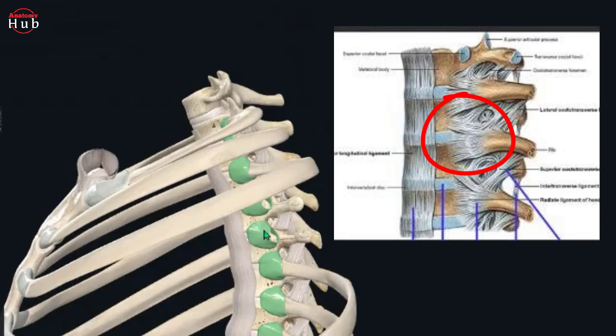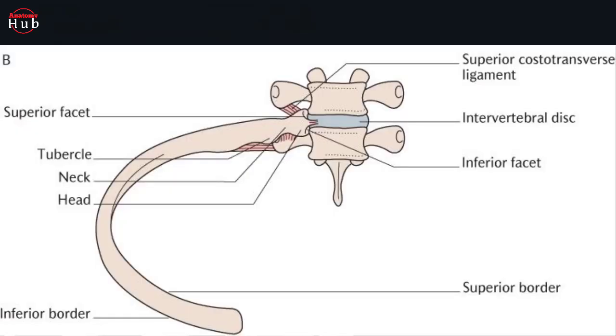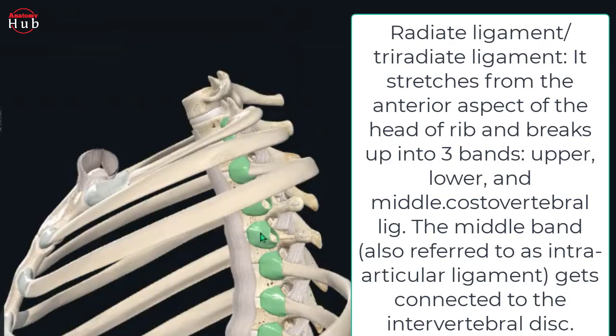The superior costovertebral ligament, the inferior costovertebral ligament, and here you'll find the costo-intervertebral ligament. So these three ligaments combinedly are known as your triradiate ligament. Any doubt? One is the superior costovertebral ligament, okay, from the ribs to the upper vertebra. Inferior costovertebral ligament, that is from the corresponding ribs to the corresponding body of the vertebra.